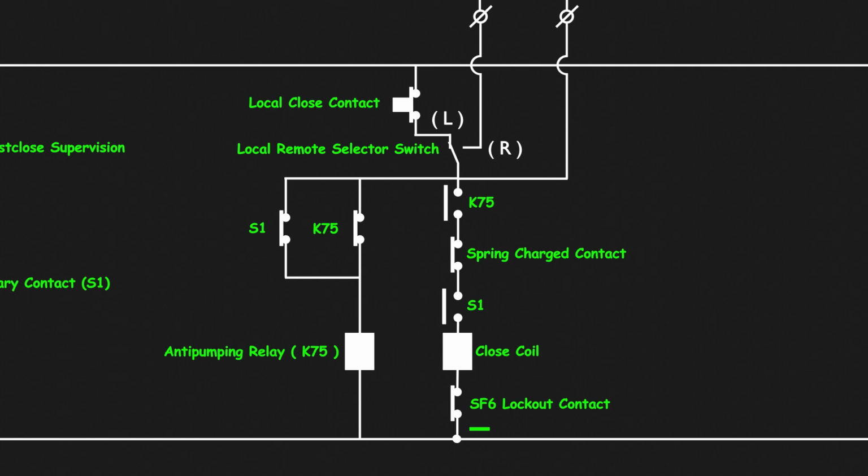Otherwise, in the case of a faulted line, if the breaker is closed, it will trip immediately. But if someone mistakenly keeps holding the switch, the breaker would close again and again. To prevent this unintentional reclosing, the anti-pumping relay is provided.